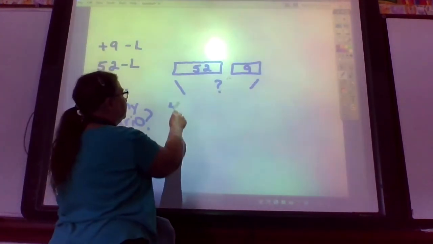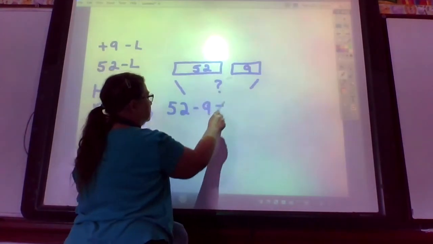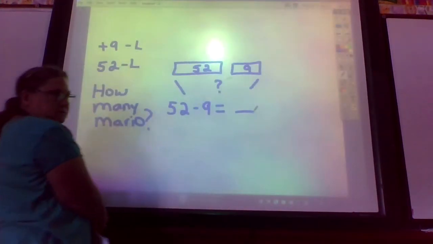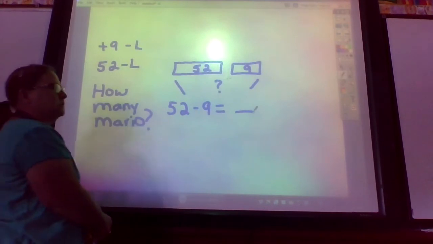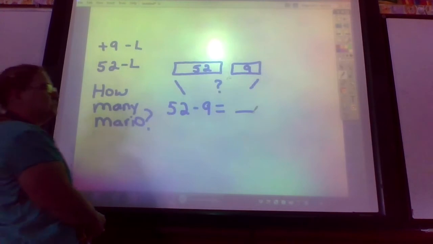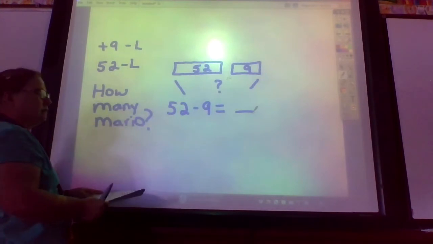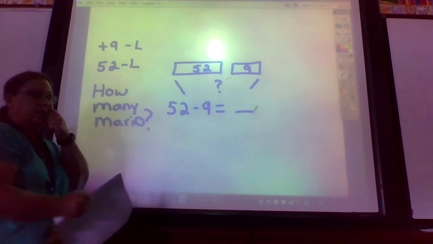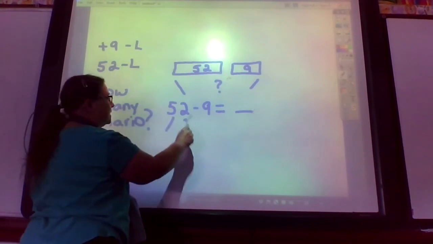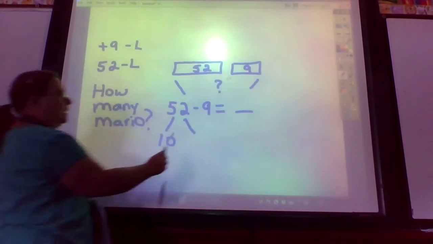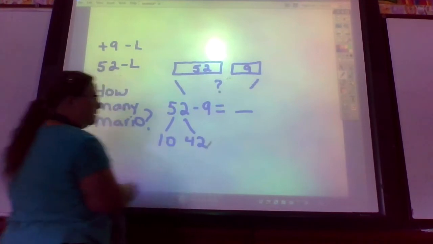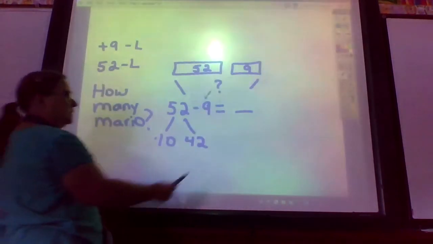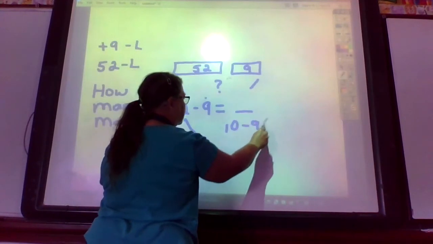My problem would be 52 minus that 9, okay? 52 minus 9. Well, let's take out something from 52. If we took out 10, then we could subtract our 10 minus 9. So, let's take 10 out. If I take 10 out, I have 42 left, okay? So, let's subtract that 10 minus that 9. We have 10 minus 9 equals 1.